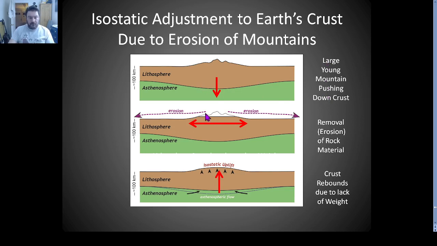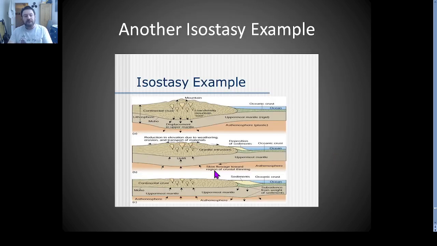That is true. So once we take the top off the mountain, the weight now goes out here, and it begins to push down. It doesn't show it, but it's actually pushing down out here. And then this is starting to push up. You actually have the mountain lengthen and stretch, and then the mountain begins to push up because this wants to get back out because there's not enough weight to keep it down. So removal, erosion of rock material, and then crust rebounds due to lack of weight. Here's a great example of it.